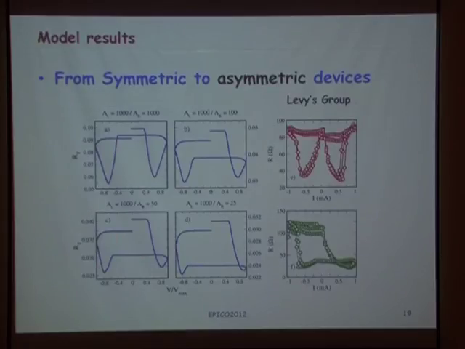So we can go from symmetric to asymmetric devices also. We can change the values of the A coefficients. For example, here we show that if we take both interfaces with equal value, we have the symmetric profile. When we go to this very asymmetric profile, we have different ratios. For example, here the ratio between the left and right interfaces is 40, and this is correlated with experiments performed on symmetric or asymmetric devices with different contact electrodes.